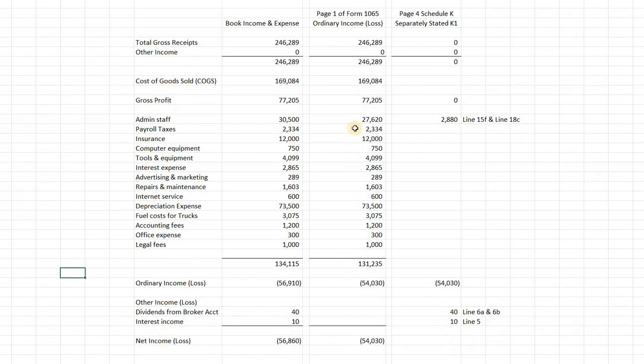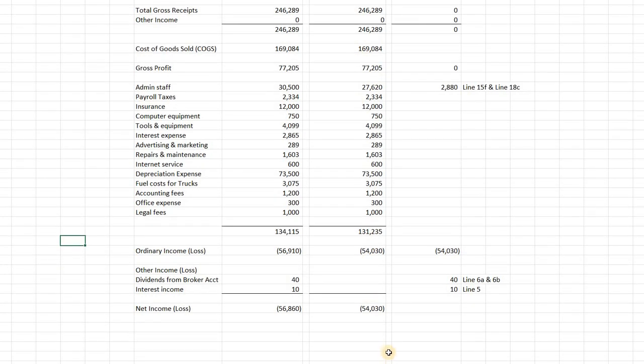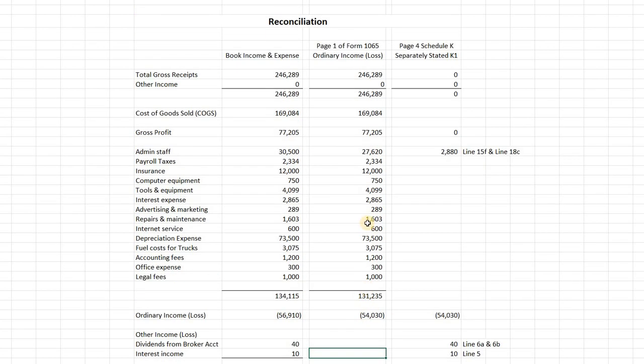So what we can see here on page 1, we've got obviously the receipts, the cost of goods sold, the various expenses. But the changes that we're leaving out are the dividends and interest income, so that's not going on page 1. And then with respect to the admin staff wages, notice here the amount per books is $30,500. The amount that's going to page 1 is only $27,600. So the variance is $2,880.